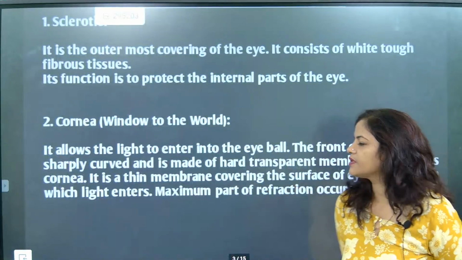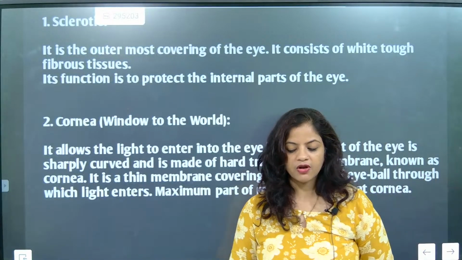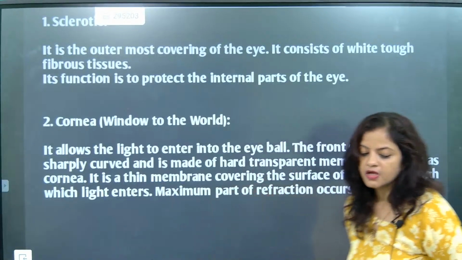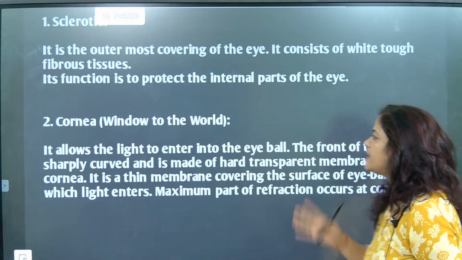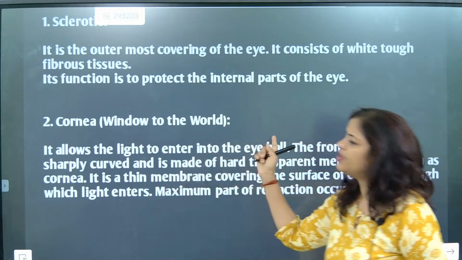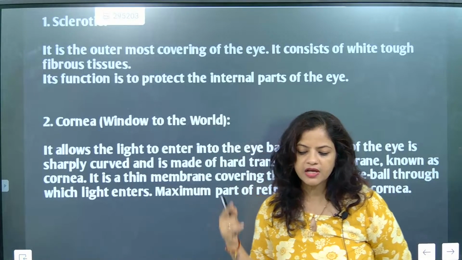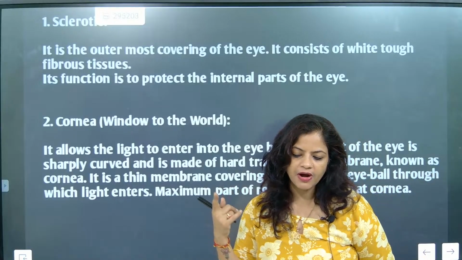about cornea. Understood? So we are talking about cornea, Divya, good morning. We talked about cornea and we came to know that it is also called the window to the world.